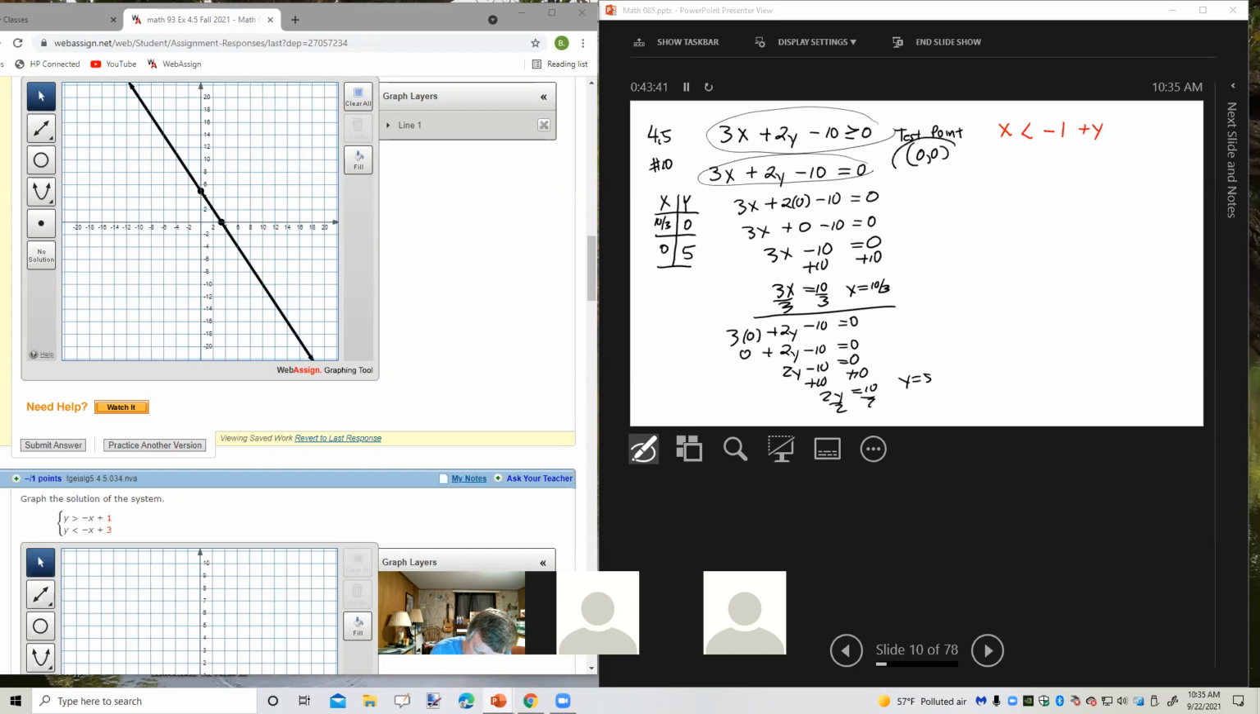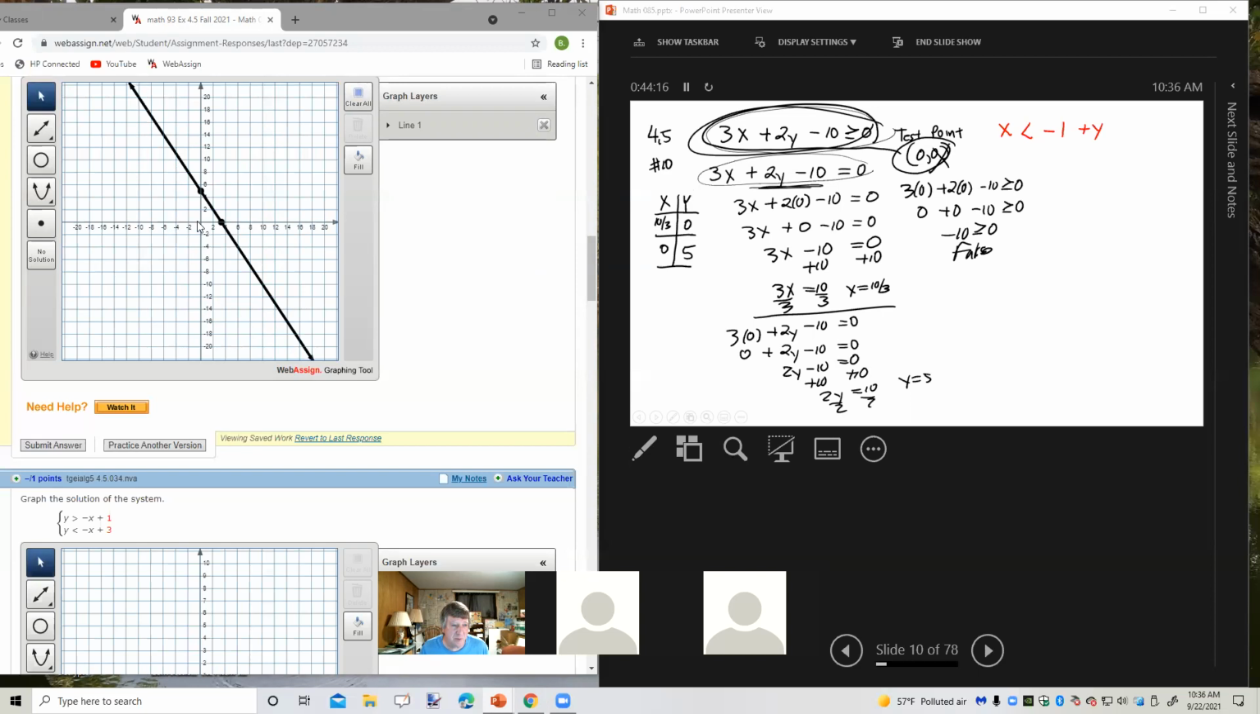Now, the test point goes into the inequality. We only use the equation to establish the points. If I put x is 0 and y is 0 into this linear inequality, I get 3 times 0 plus 2 times 0 minus 10 greater than or equal to 0. 0 plus 0 minus 10 greater than or equal to 0. Negative 10 greater than or equal to 0. That is false. So this is not a good test point.